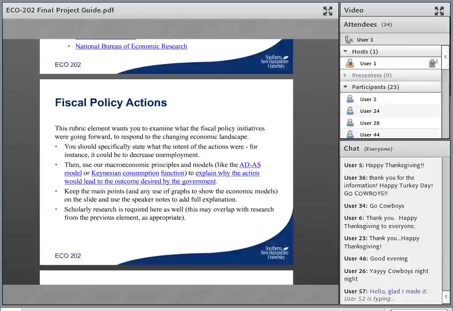Just as a note, you might need more than one slide for this element, especially if you have a time period where there was lots of fiscal policy action. Some time periods are more active in this arena than others. So if there are some big legislative actions that you feel might warrant their own slide each, you can break it up that way, if you don't feel you can squeeze it all into one slide.